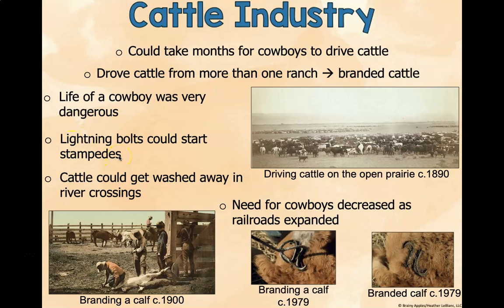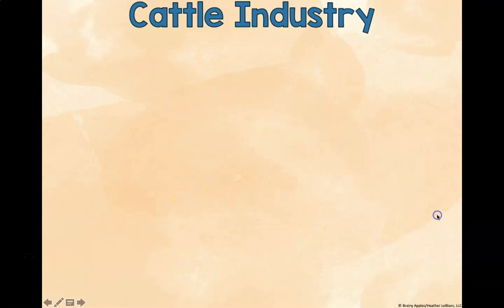Cattle could also get washed away in river crossings. So the need for cowboys decreased as the railroads expanded, because eventually what they started to do is they would put the cows on the railroad cars and just ship them that way.